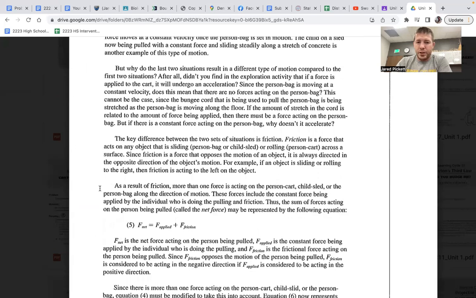As a result of friction, more than one force is acting on an object, right? These forces include a constant force being applied, whoever's pushing or pulling. So you have to think about your net force instead of just somebody pushing. You have to include the applied or pulled force and the friction acting on the object.